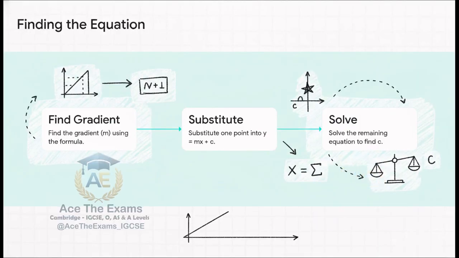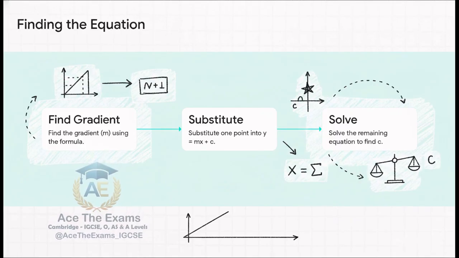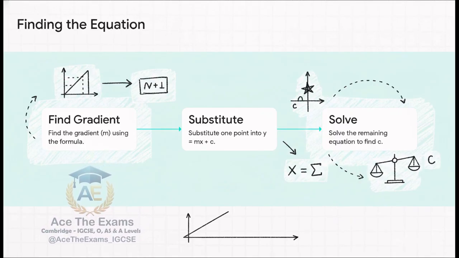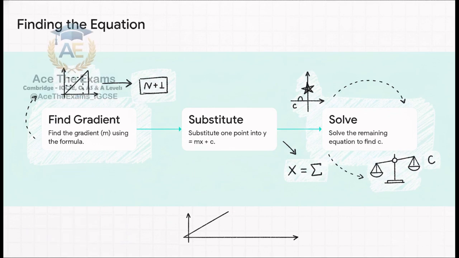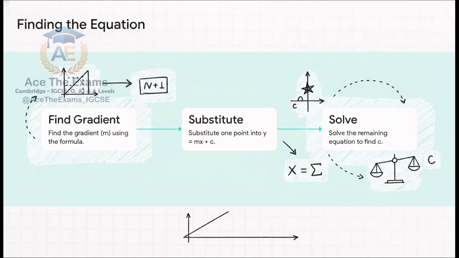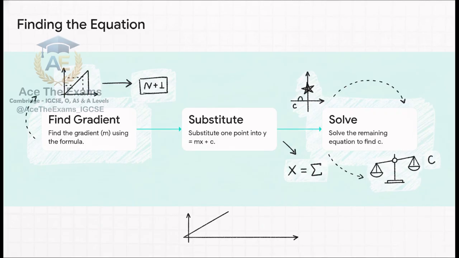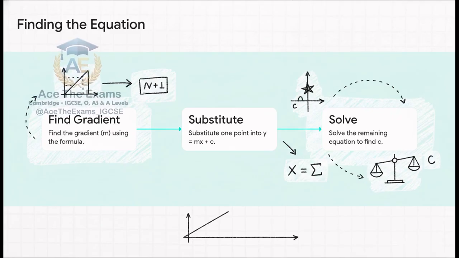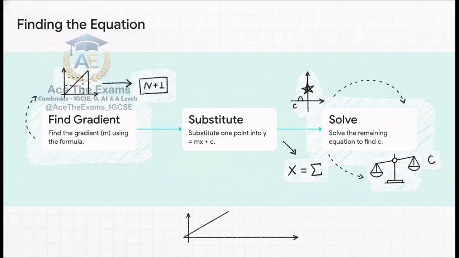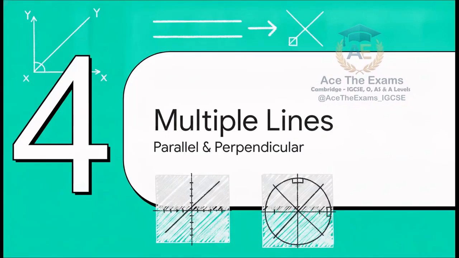To make absolutely sure you nail this every single time you sit down for a paper, let's break that mathematical derivation down into a rigid, logical three-step sequence. Step 1, find your gradient, m, using the formula. Step 2, choose just one of your coordinate points and substitute its x and y values along with your shiny new m into y = mx + c. Step 3, solve the remaining equation to find c. Once you have m and c, you have the master equation for your line. It's foolproof.